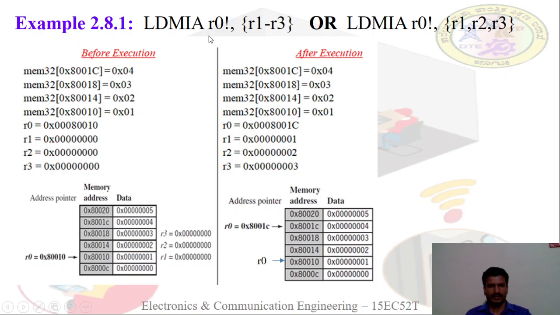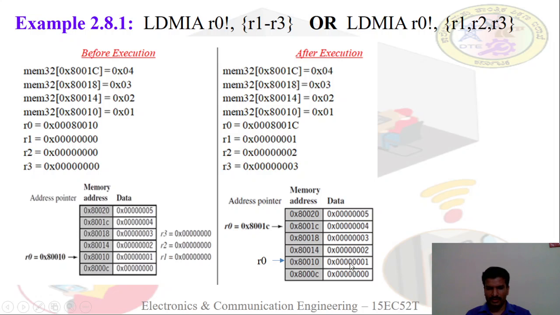see, load multiple register, increment address by 4 after each load. So first it will perform the load operation, then increment the address by 4. So now R0 is pointing to 80010.